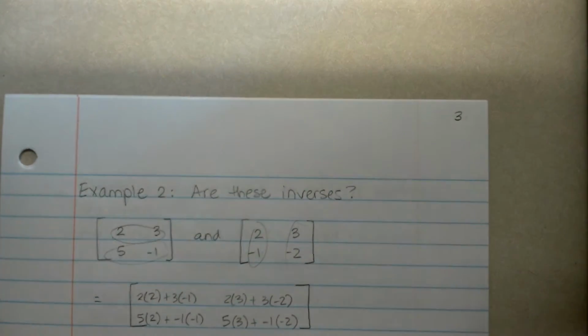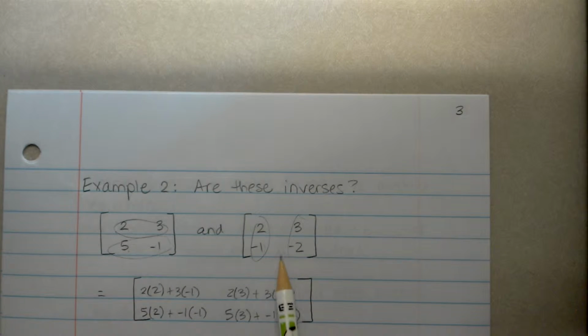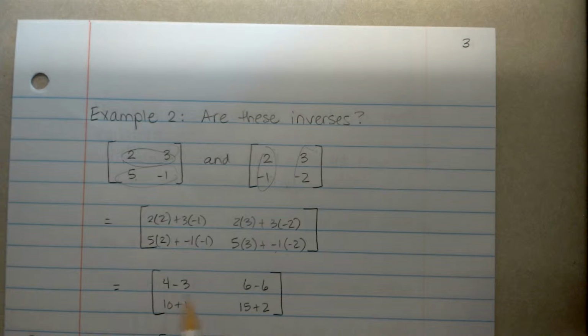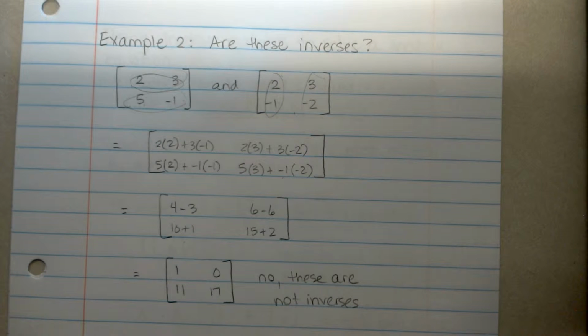Okay, let's do another one. We're going to take this matrix and determine, are they inverses? Well, we're going to multiply the top row times the first column, the top row times the last column, the bottom row times the first column, and the bottom row times the last column. And I put them in their respective order. When I simplify this, I get these values. And then I evaluate these values and determine that I do not get the identity matrix. If I don't get the identity matrix, it means that these two original matrices were not inverses.